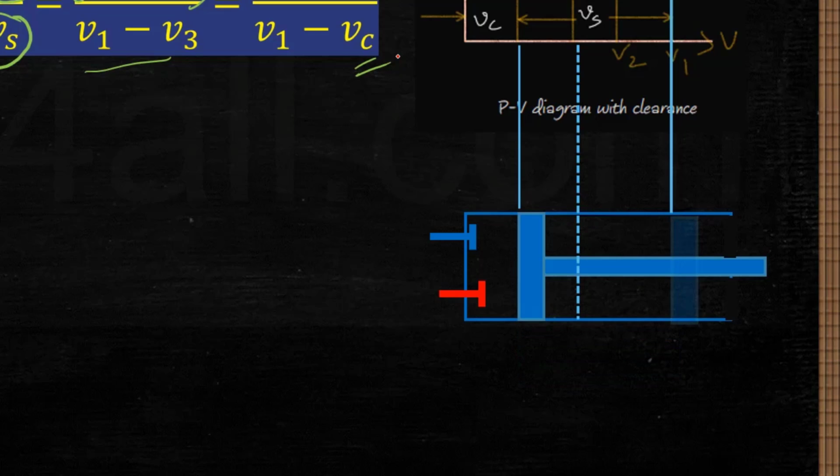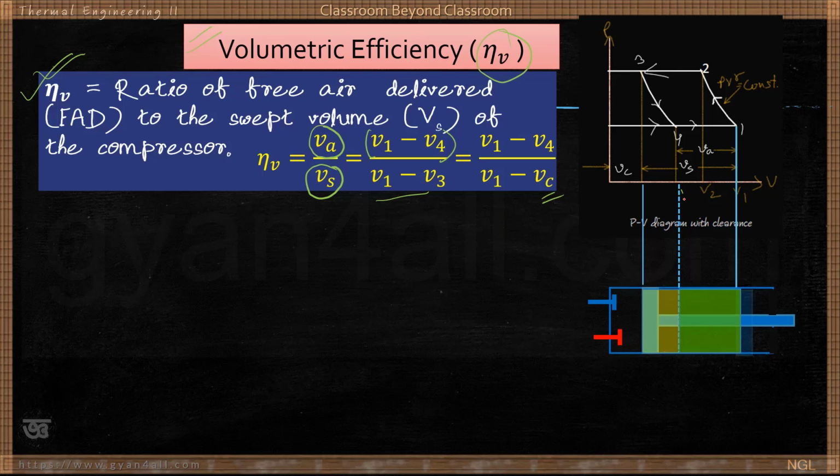This volume is the swept volume. You look at the diagram of the reciprocating compressor below. The yellow part is the swept volume. Next you see this volume is free air delivery, V1 minus V4. This is V4 and this is V3.